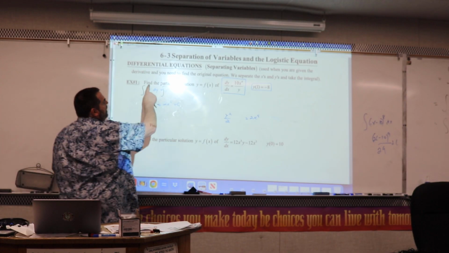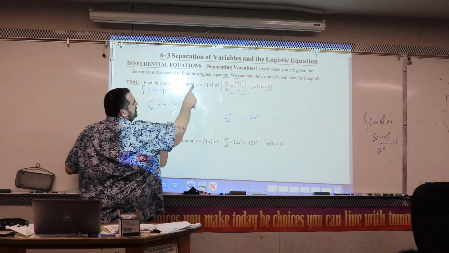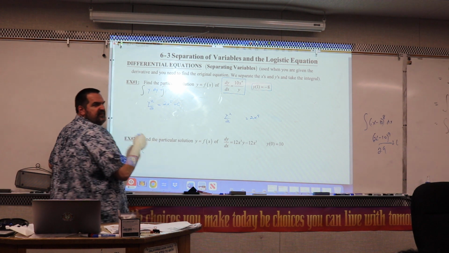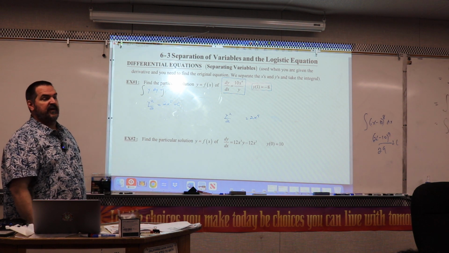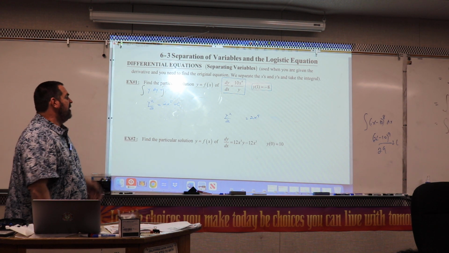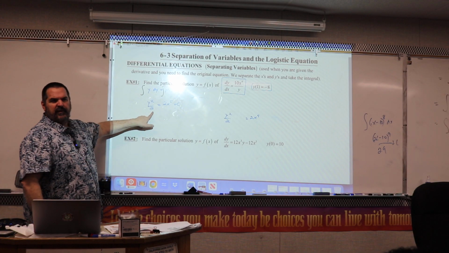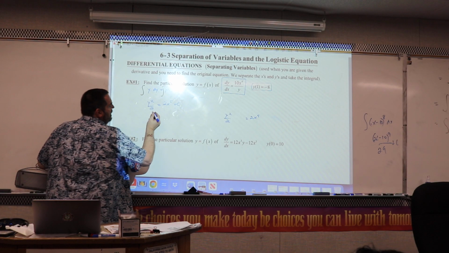Here's what told you to solve for y. Find the particular solution, y equals f of x. That is saying we want you to solve for y. That's their way of saying get y by itself. All right, so I don't like this 2 on the bottom, so I multiply by 2.